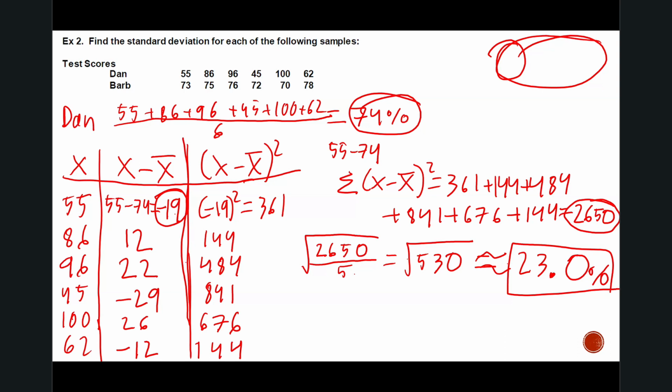So since that's 23, that's 23%, or 23 points, however you want to think of these scores. It's in the same measurement. So if I want to find the standard deviation of our heights, if my original heights are in inches, standard deviation will be in inches. If my original heights are in centimeters, the standard deviation will be in centimeters.